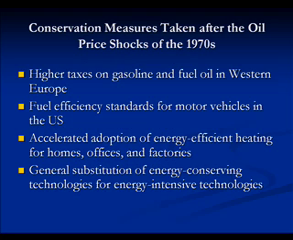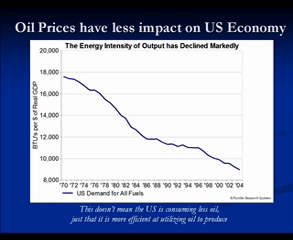One of the important things that happened after the 1970s was fairly intense efforts to conserve petroleum and fossil fuels. There were higher taxes on gasoline and fuel oil in Western Europe. The U.S. adopted fuel efficiency standards for motor vehicles. There was an accelerated adoption of energy-efficient heating for homes, offices, and factories, and a general substitution of energy-conserving technologies for energy-intensive technologies. The result being that in the U.S., for example, the ratio between energy consumption and increases in GDP declined steadily from 1970 to 2004.